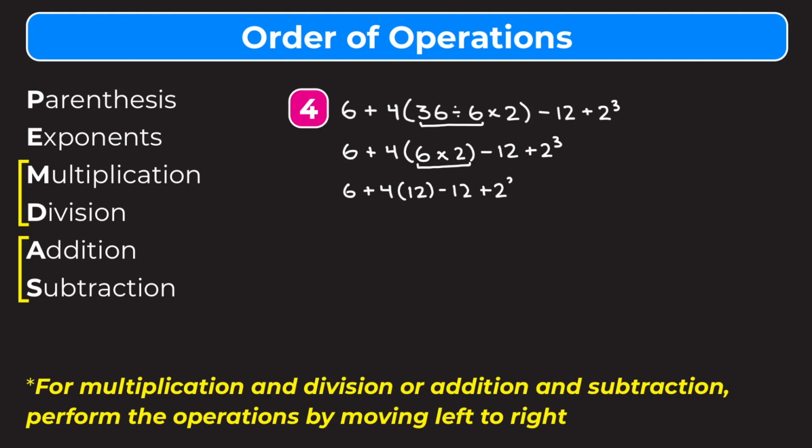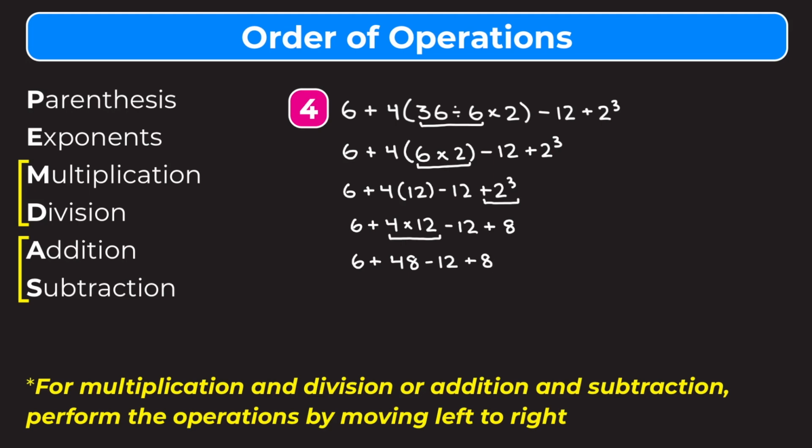to the third. Now we want to move on to exponents, so we're going to evaluate 2 to the third power. We're going to keep everything else as is. I'm going to write the 4 next to the 12 as 4 times 12, so you remember that's what it means. Minus 12. 2 to the third is 2 times 2 times 2, which is going to give us 8. Now we've got addition, subtraction, and multiplication. So we need to do multiplication first. So we have 6 plus 4 times 12 is 48, minus 12 plus 8.